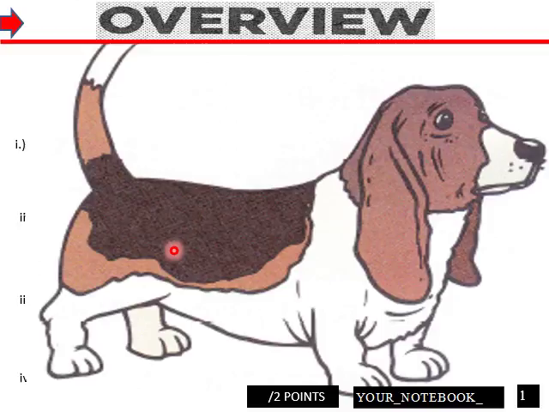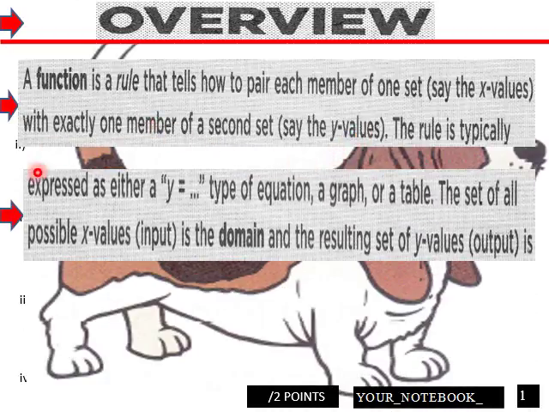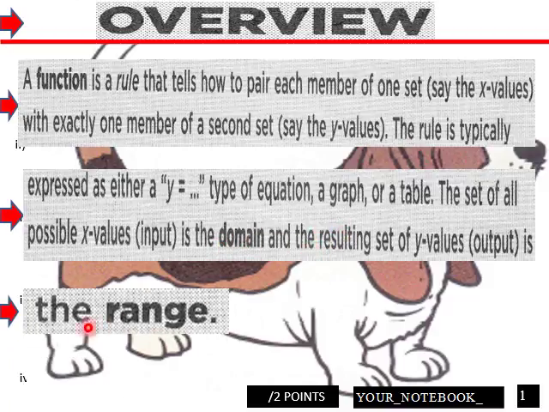So for here, the beginning, we're going to do an overview of this first part 1. A function is a rule that tells how to pair each member of one set with exactly one member of a second set, say the y values. The rule is typically expressed as y equals some type of equation. The set of all possible x values (input) is the domain, and the resulting set of y values is the range.